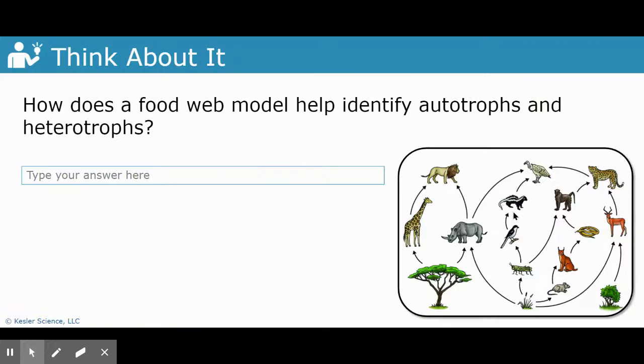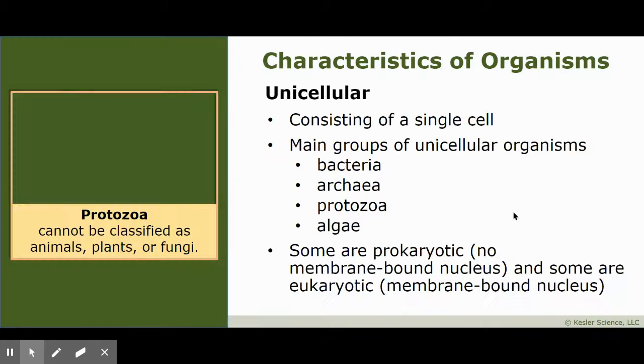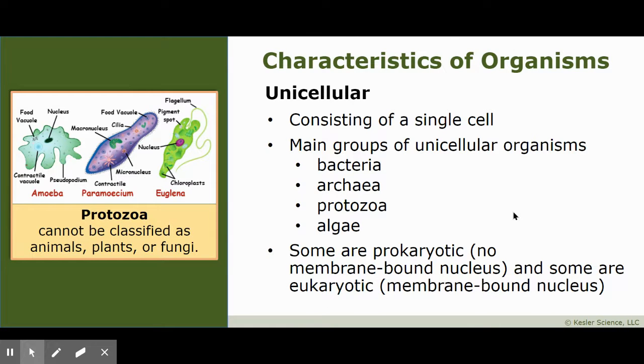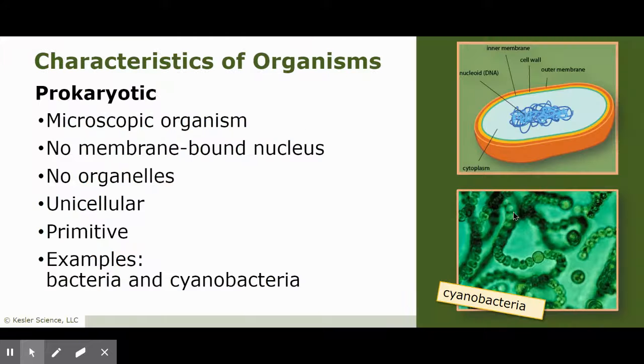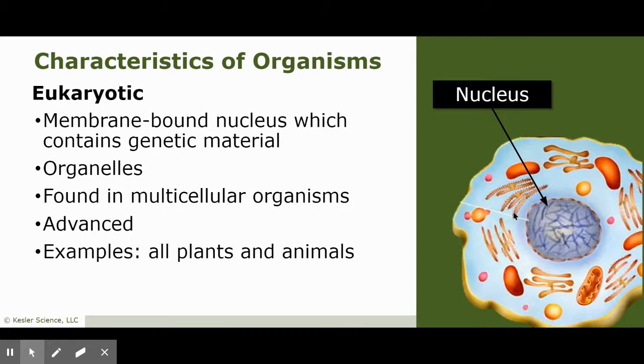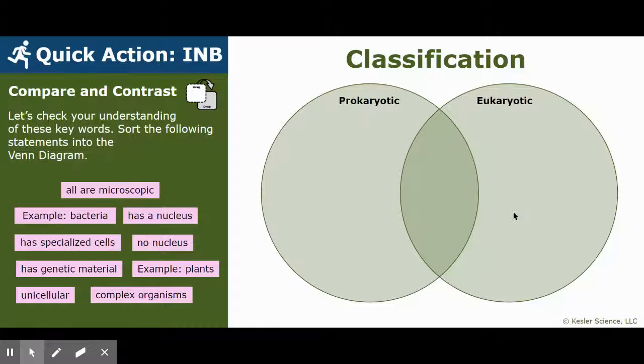Same thing here. You're going to think about how a food web can help identify autotrophs and heterotrophs. So you need to really understand what an autotroph and a heterotroph is, so you can answer this question completely. You're going to read this and this. There's a lot just to read here.